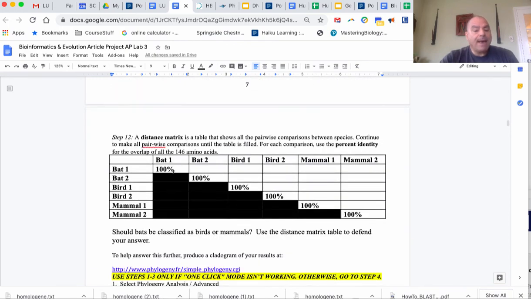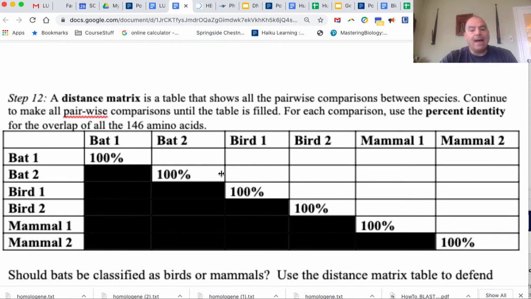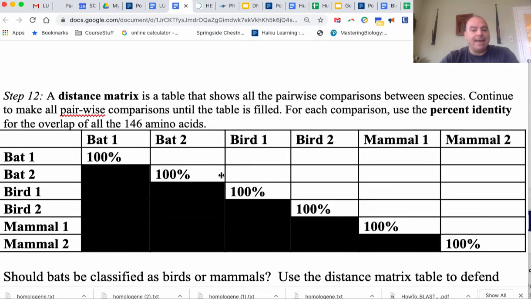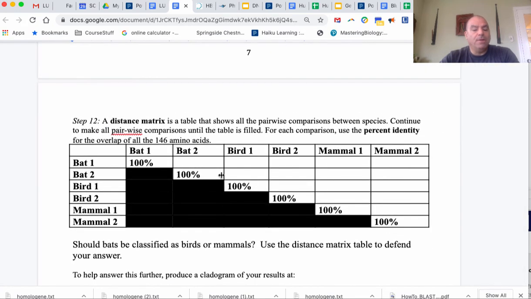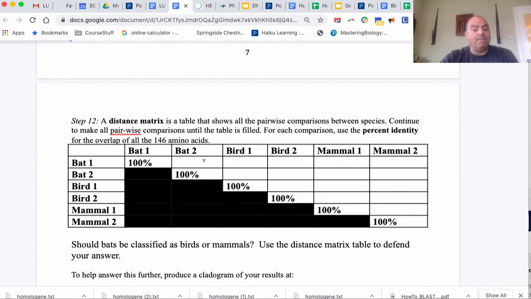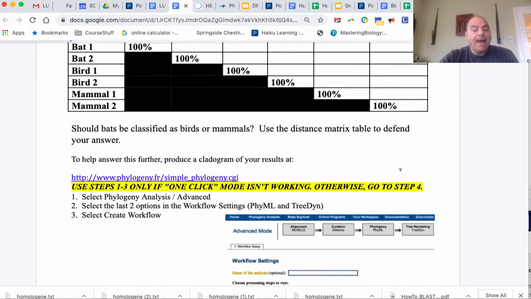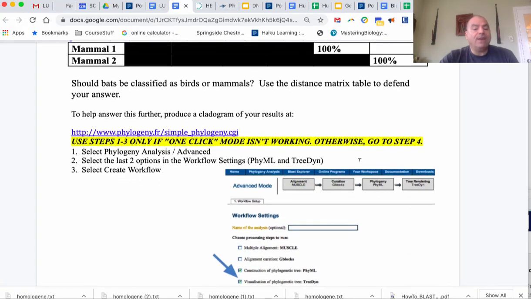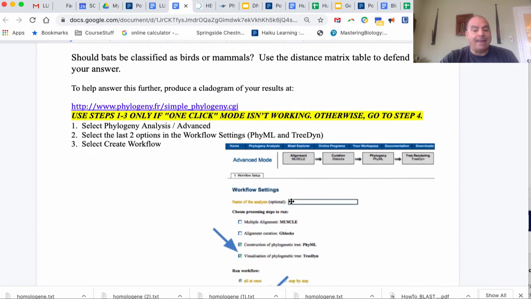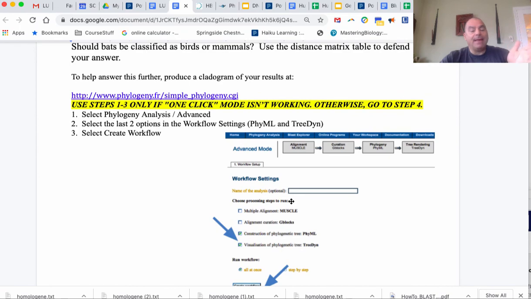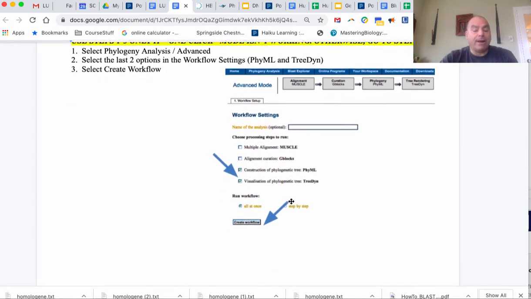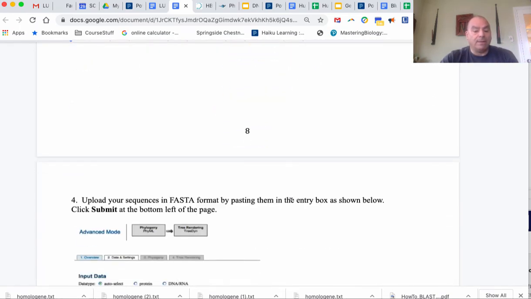So once you compare each of the different organisms to each other, you're going to fill out this distance matrix table. What percent identical were those sequences from bat one to bat two, from bat one to mammal one, etc.? And then we want to go to this phylogeny website and have it try to make a cladogram comparing those six organisms.